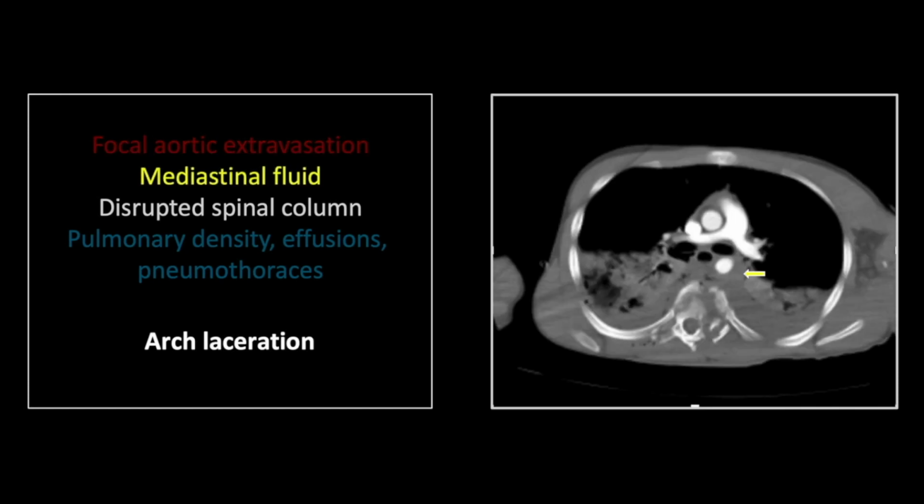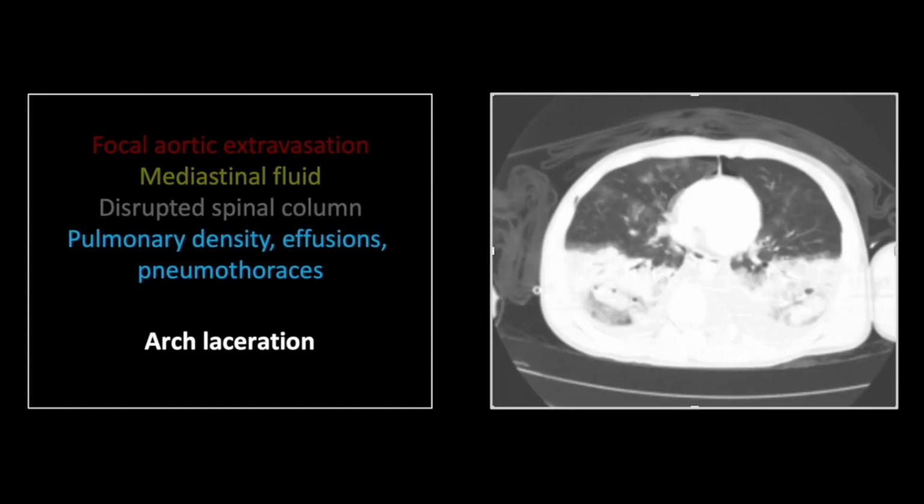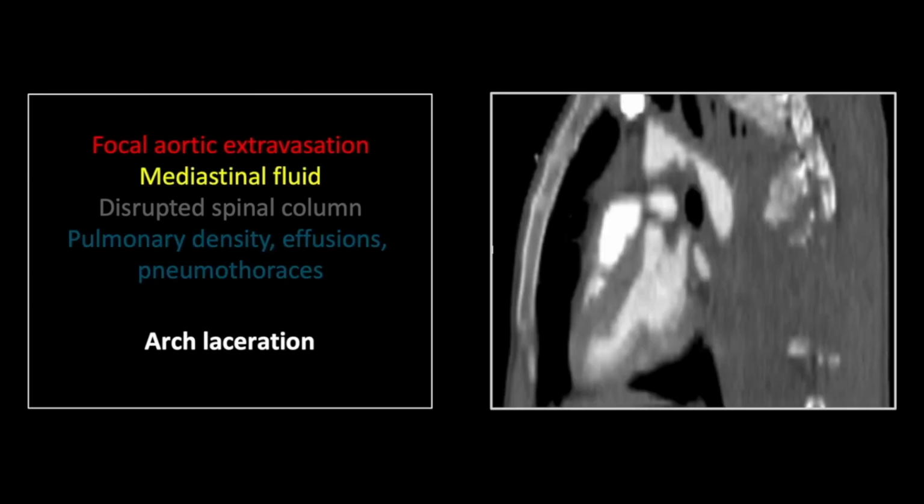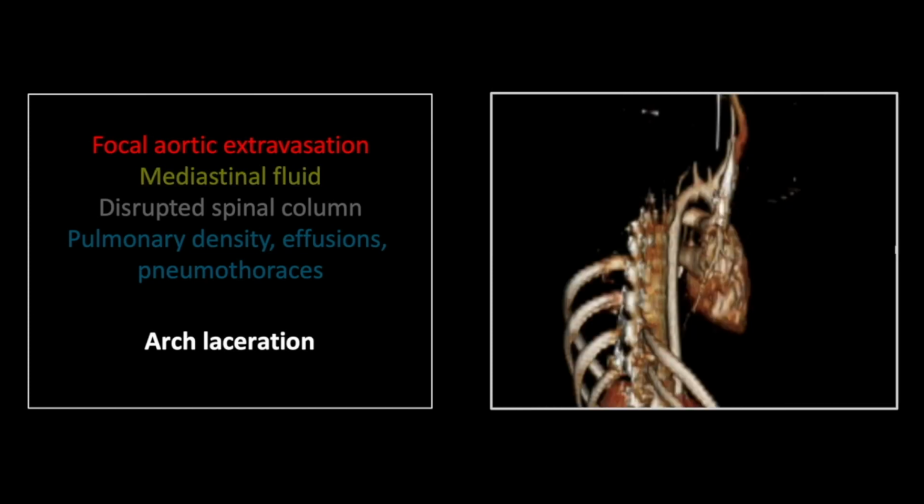On the next cut down, you see again the mediastinal density and the complete disruption of the spinal column. The lungs are extensively injured as well, with consolidation of the dependent lung, ground glass density of the aerated lungs, and small anterior pneumothoraces. These lacerations can even be difficult to spot on reformatted images, but there it is, that tiny focus of contrast extravasation and the associated mediastinal density.